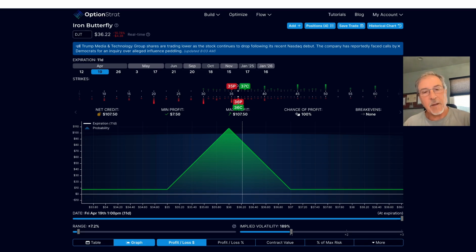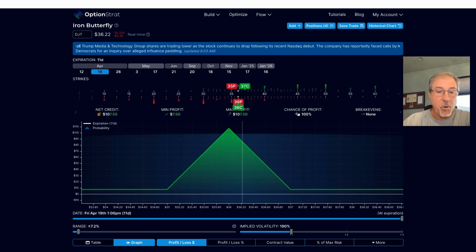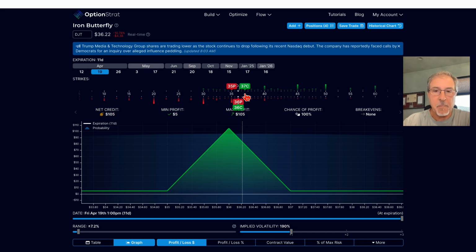And I will tell you that I've traded this thing actually quite a bit over the past week. I've done iron butterflies in it. I am not recommending this, for a reason that I'll share with you in a moment. But what I did want to point out is, if I model out this trade right now, I'm modeling a 1-point wide iron butterfly. So I'm selling the 36 call, selling the 36 put, buying the 37 call, buying the 35 put. So this is called an iron butterfly with 1-point wings.